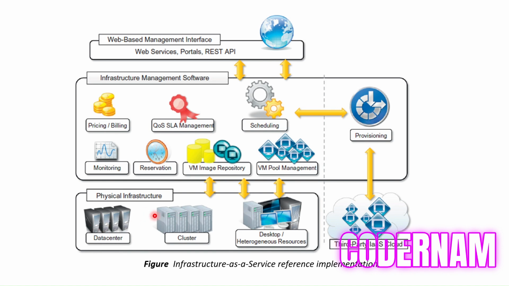Next, a group of interconnected servers that work together to improve the computing efficiency is what the clusters are. And desktop or heterogeneous resources are the physical systems and devices of various types connected to the cloud infrastructure. These resources form the essential backbone of the cloud computing services. Next comes the infrastructure management software. This layer is responsible for dynamic allocation, provisioning, and management of cloud resources.